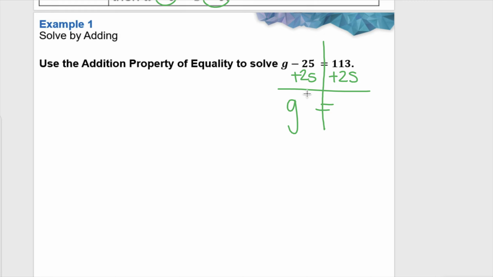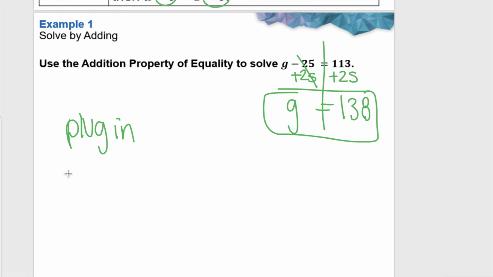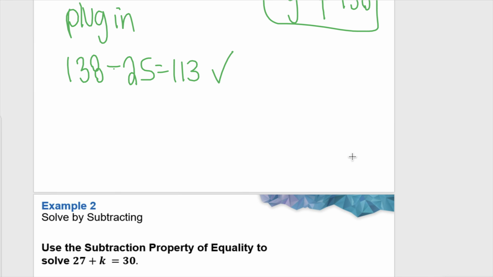Once I do that, minus 25 and plus 25 are opposites, so they cancel out to a 0, and 113 plus 25 is going to be 138. So g is equal to 138, and I know I can check that if I just plug it back in. Instead of g minus 25, I would just say, is 138 minus 25 actually 113? Yes, it is, so I know I got my solution correct.